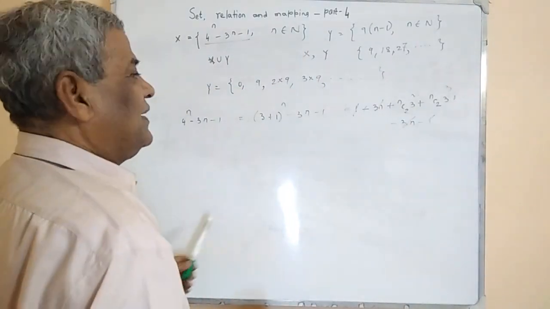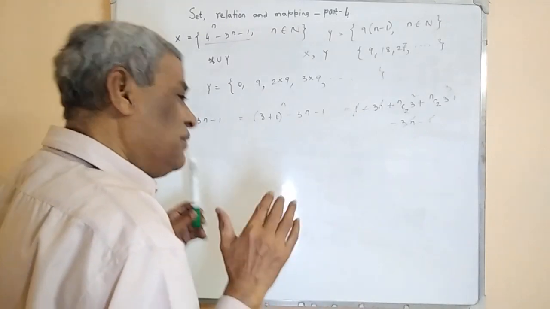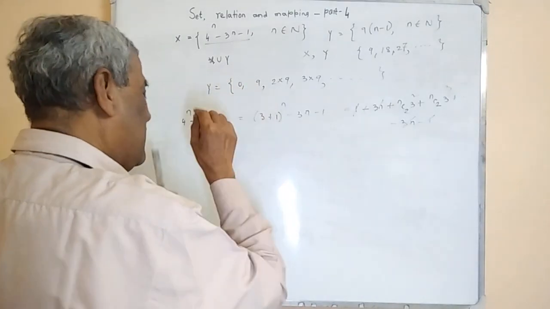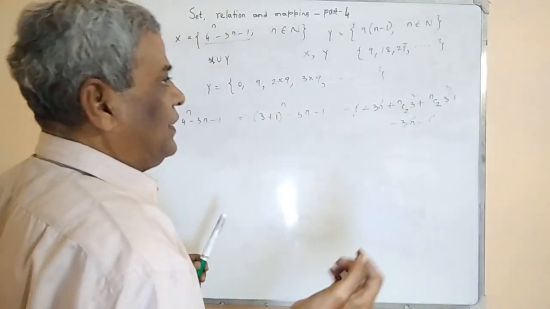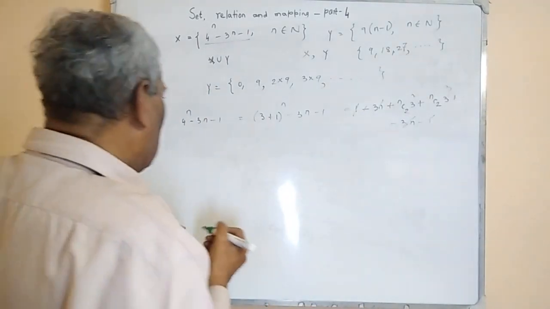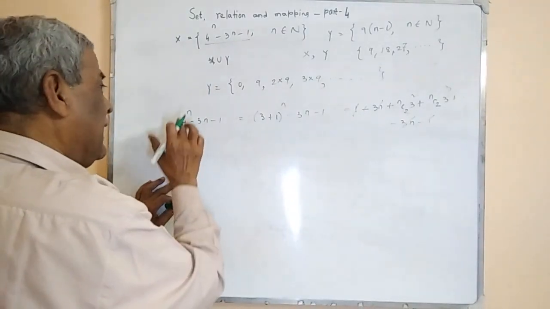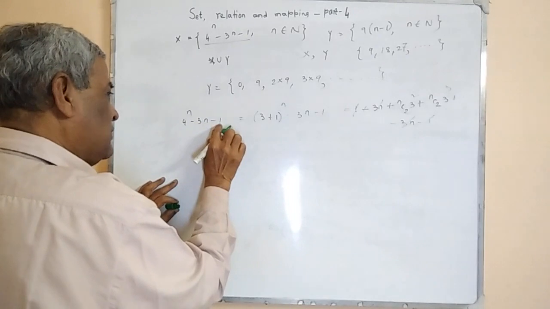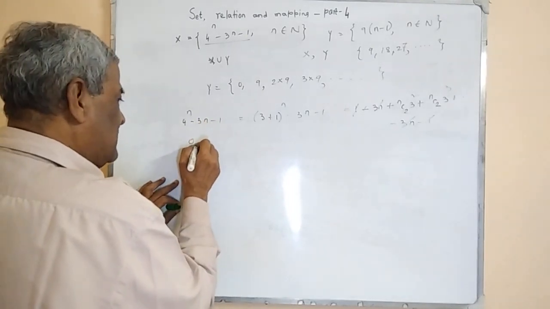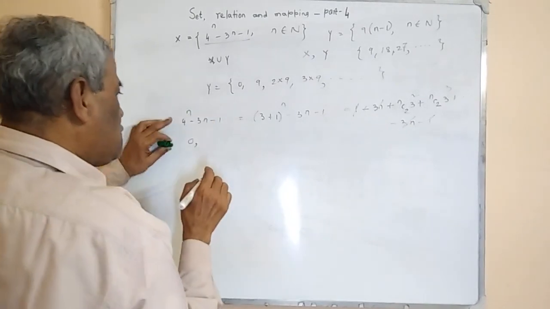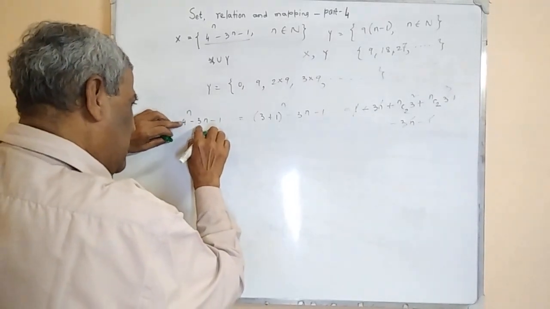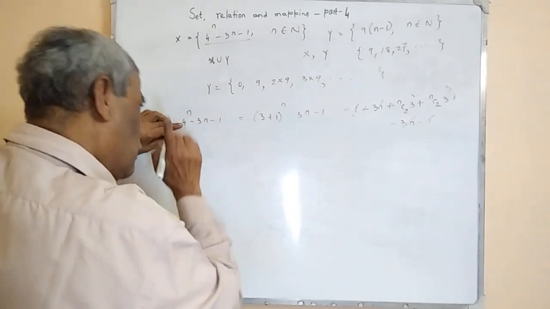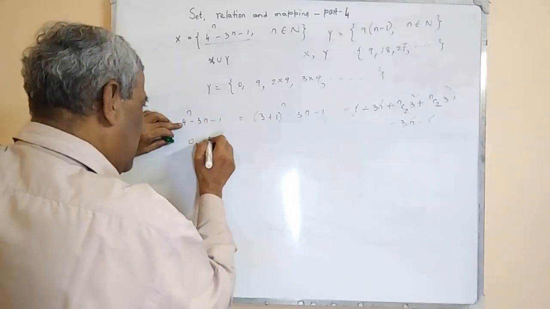So this is terms divisible by 9, but they are not exactly 9, then 2 into 9, then 3 into 9. This is not that, because its first term, by putting n equal to 0, is 1 minus 1, 0. The second one is 4 to the power 1, which is 4 minus 3 minus 1. So 4 to the power 1 is 4, 4 minus 3 minus 1, 0.